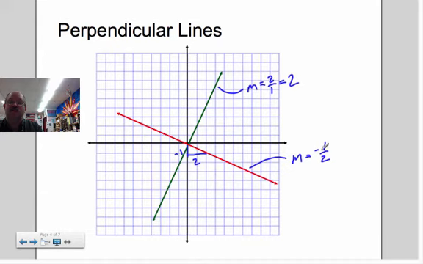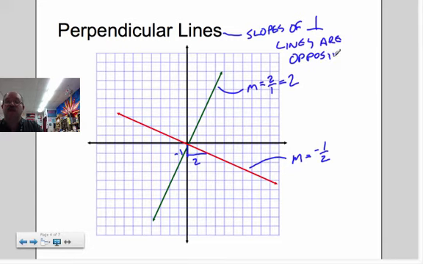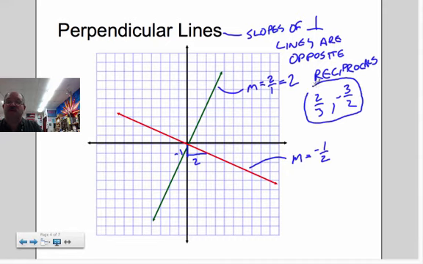So mathwise, the slopes of perpendicular lines are opposite reciprocals, which is a big word, reciprocals, but you've heard it before. Opposite means one of them is positive, one of them is negative, so we have to have one of each in the pair. And reciprocals means we just flip one of them over. So if one of them was 2/3, the other one would be negative 3/2. These are some examples of opposite reciprocals.